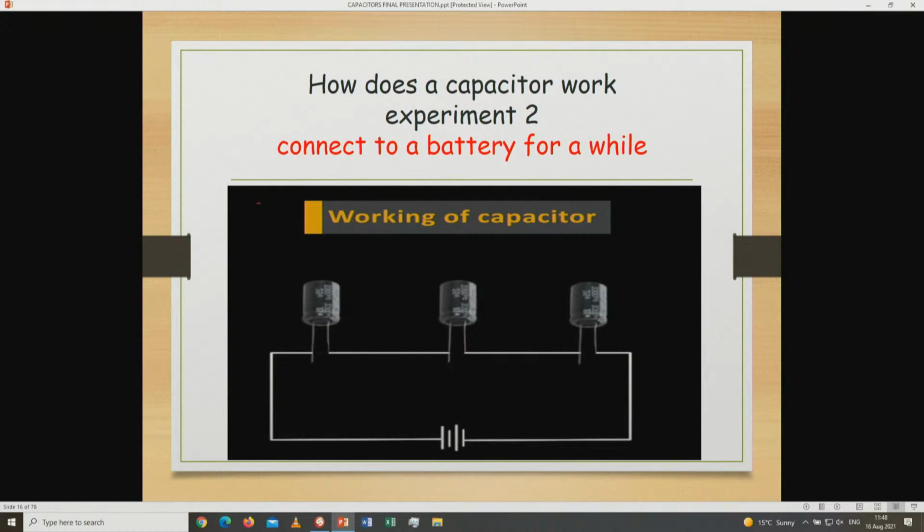Same capacitors, and now we take out the bulb. We now connect a battery. We connect it for a while. What is a while? Until the potential difference of the capacitors is, if we connect a voltmeter reading across these three capacitors, if the voltmeter reading is equal to the voltmeter reading on the cells here, then your capacitors are fully charged.